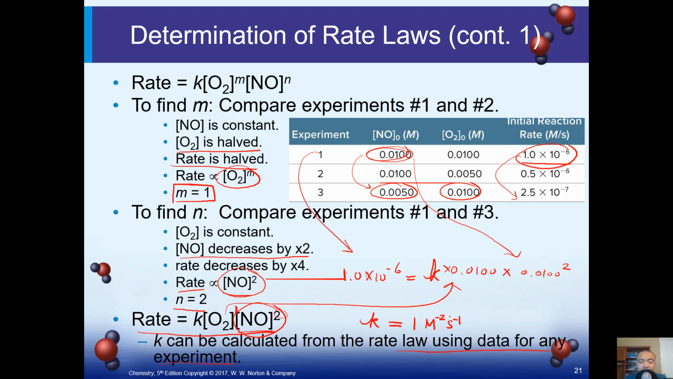Hopefully, through this example, we have learned how to design experiments to experimentally determine the rate law. The key is, for any 2 experiments, you only change the concentration of one of the reactants and keep the rest constant. And we observe how the reaction rate changes with the change in concentration.